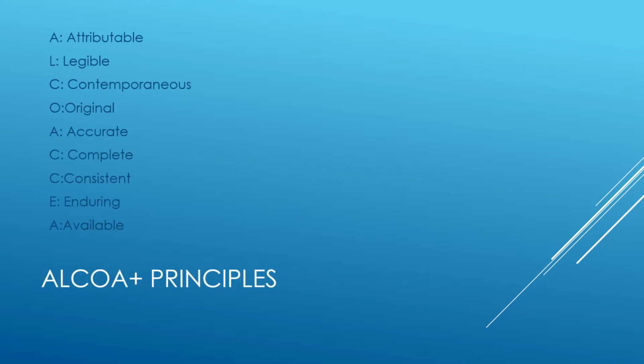So here come the ALCOA principles. A for attributable, L for legible, C for contemporaneous, O for original, A for accurate, C for complete, C for consistent, E for enduring, A for available. So all these are the ALCOA principles. Let us go into detail on each one of the principles that we need to use on our daily basis.